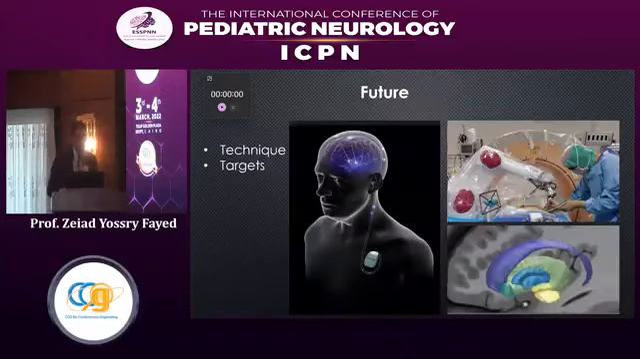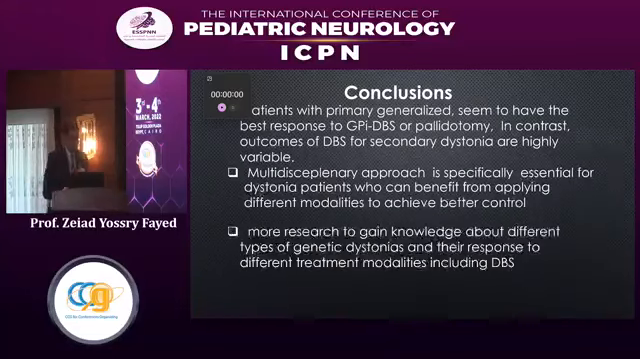Well, the future of deep brain stimulation is in new surgical techniques, and also developing new targets in different dystonic disorders. The conclusion is that patients with generalized primary dystonia seem to have the best response to GPI DBS or pallidotomy, in contrast to outcomes for DBS for secondary dystonias, and that a multidisciplinary approach is especially essential for dystonia patients. And more research is needed to gain more knowledge about different types of genetic dystonia and their response to different treatment modalities, including deep brain stimulation.